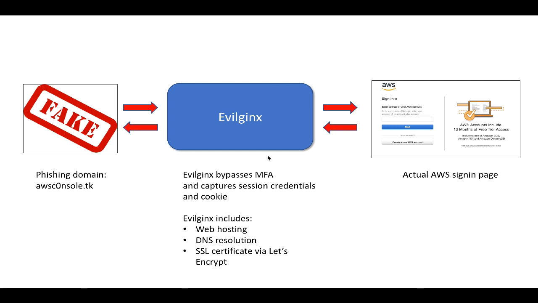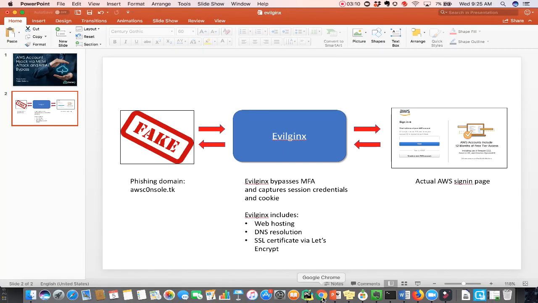So EvilGinx pretty much acts as a man-in-the-middle and presents the victim with an identical web page. When I say identical, it's actually the AWS page that's rendering in real time. And any input that the user applies, such as username and password, is captured and sent to the actual site to log in. Once MFA is enabled and the user inputs their MFA token, the session is validated, and that session token is what's captured by EvilGinx. So let's jump into the demo and walk through a live hack of this.